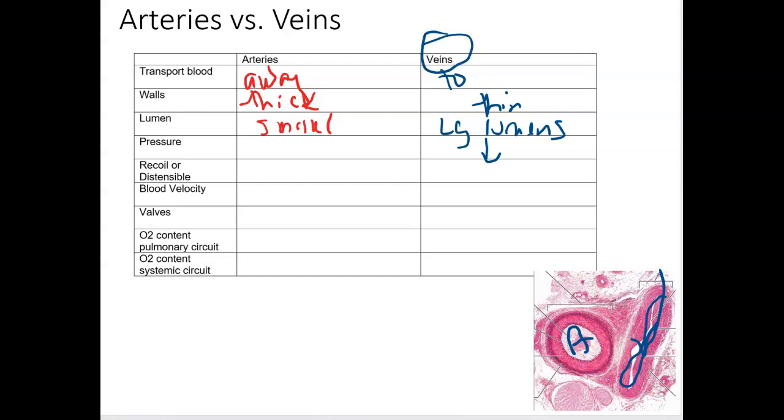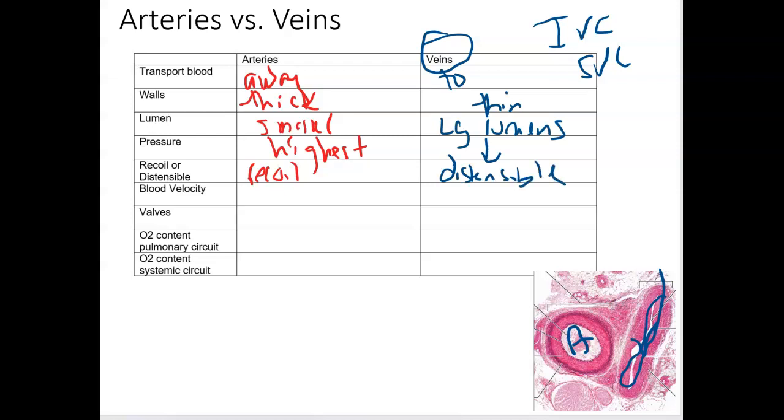Pressure decreases as it flows away from the heart. So the very lowest blood pressure is in your superior and inferior vena cava. Whereas the arteries are going to have the highest pressure, right? The aorta is right off of the heart. We know that the arteries are going to be better for recoil, for that elasticity to set up the pulse wave, whereas the veins are going to be stretchy to store blood. We know that arteries have the fastest flowing blood. Veins is slower. Now, it's not the slowest.